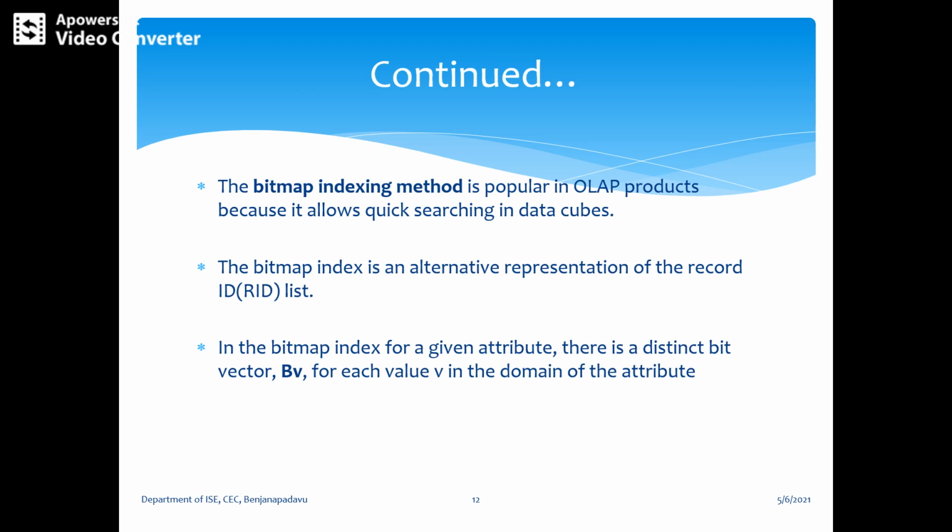If the attribute has the value v for a given row in the data table, then the bit representing that value is set to 1 in the corresponding row of the bitmap index. Then all other bits for the row are set to 0. So whichever value we are setting in the bitmap, the corresponding bit will be set to 1, and the other values in the row are set to 0.